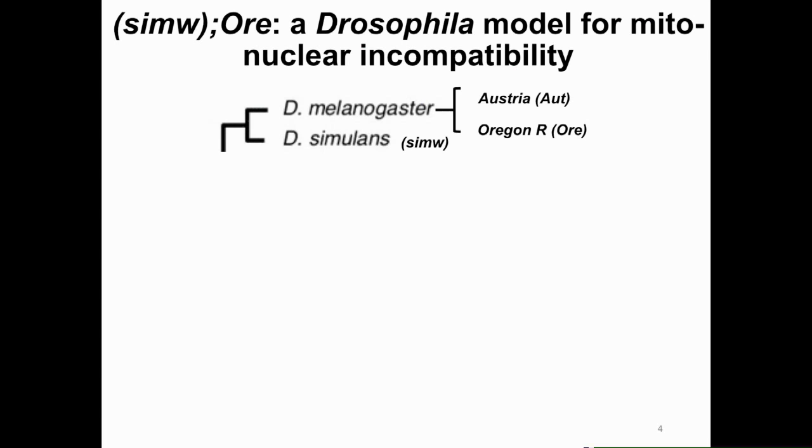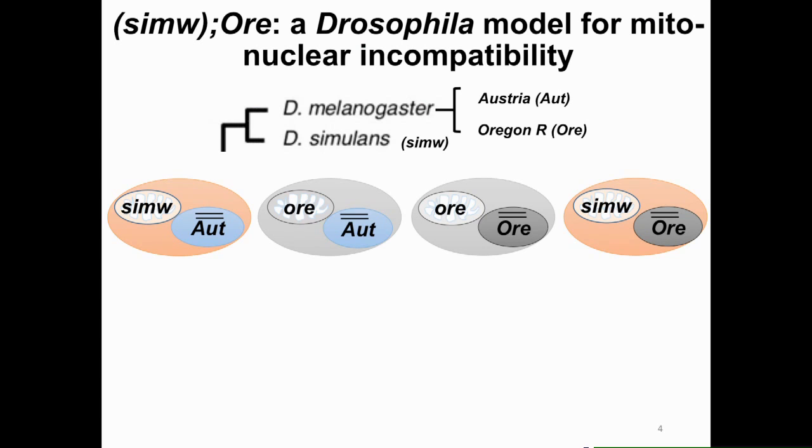So we know that Drosophila melanogaster and simulans are two different Drosophila species. And within melanogaster, Austria and Oregon are two naturally existing populations. By outcrossing among these flies, they were able to generate mito-nuclear hybrid flies. Essentially, we could have a mitochondrial genome in a different nuclear background. For example, Sim Austria means that it has a simulans mitochondria in the melanogaster Austrian nuclear background.